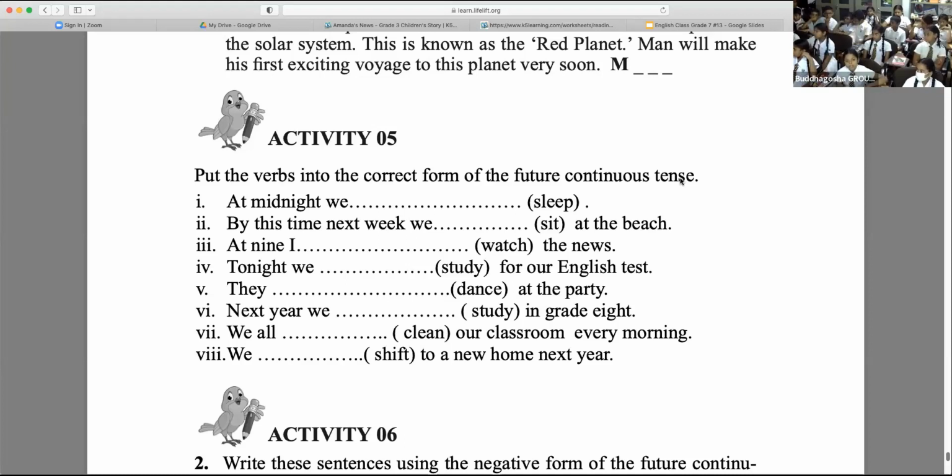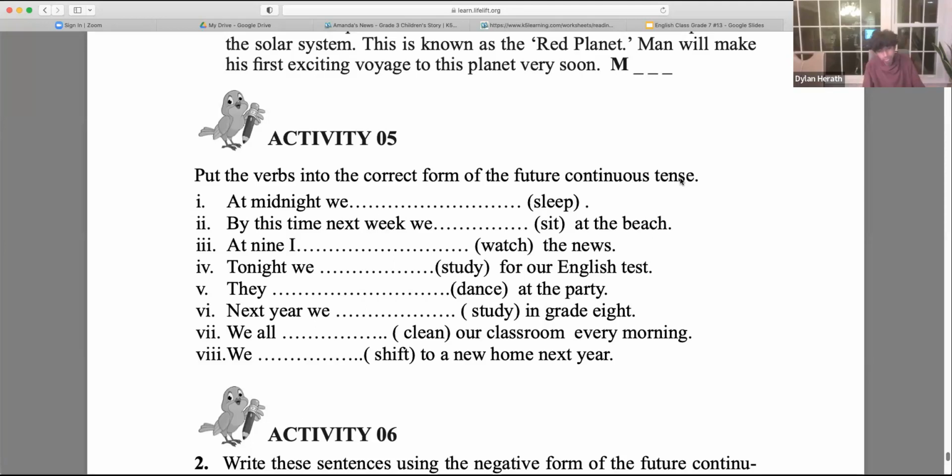Okay, number 7. We all blank clean our classroom every morning. Say the whole sentence. We all blank clean. One of you say it loudly. Yes, very good. We all will clean our classroom every morning.